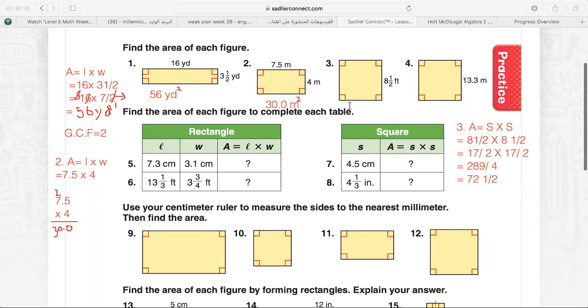Let me write here the answer. The answer is 72 and 1/4. And the unit is feet squared. The unit is what? Feet squared.